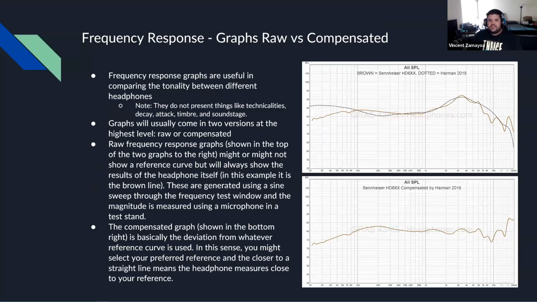Frequency response. Generally speaking, you will see either raw or compensated graphs. Frequency response graphs are useful in comparing the different tonalities between different headphones. So you can look at one graph and another graph and say, oh, this one will probably be more bassy or might have more treble. You can actually see that on the frequency response graph, but they don't present technicalities like decay, attack, timbre, or soundstage. They do show you tonality, but tonality is different than timbre.